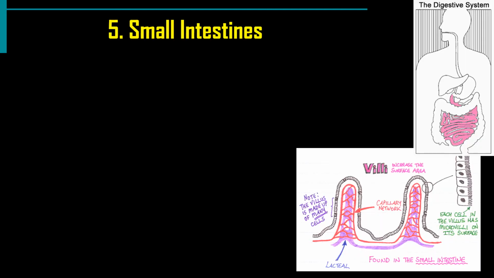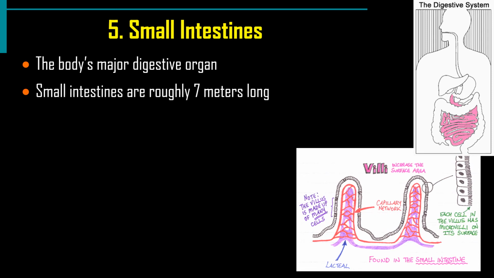Once the chyme leaves the stomach through the pyloric sphincter, it goes to the small intestines. The small intestines are the body's major digestive organ because they are the primary site for enzymatic digestion and nutrient absorption, wherein nutrients from the food pass into the bloodstream through the small intestine walls. Nearly 7 meters in length, the small intestine is folded and curled around a small area in the abdominal cavity.